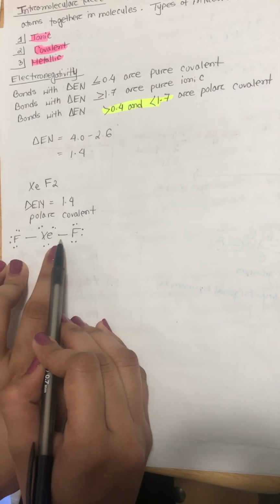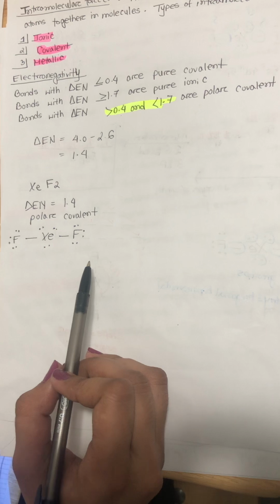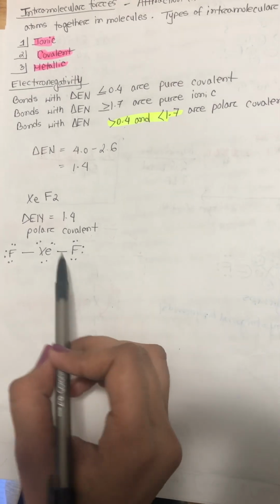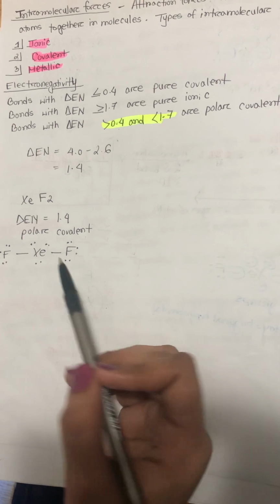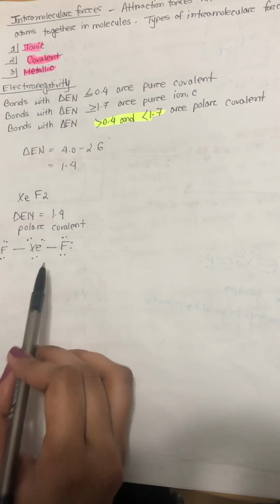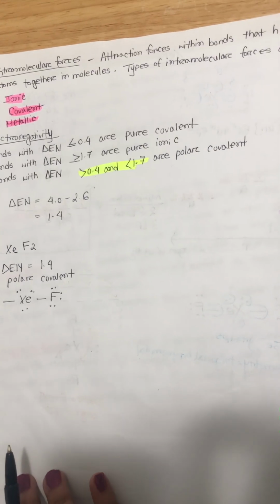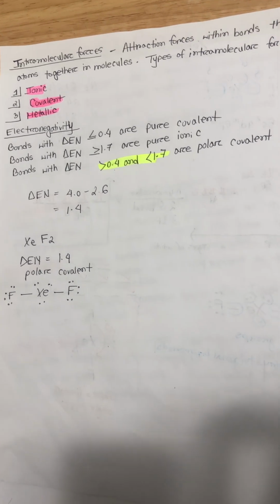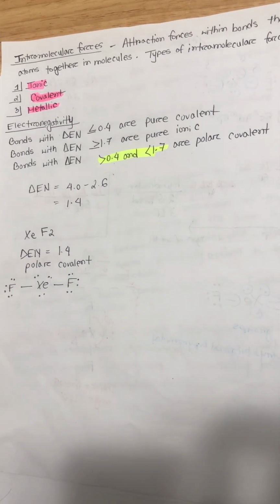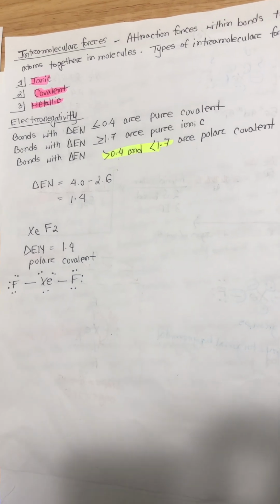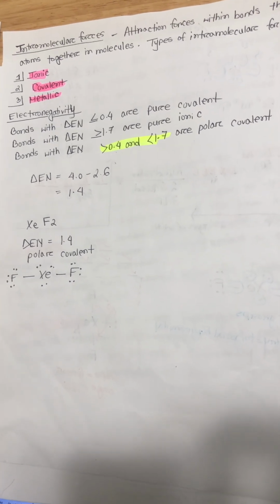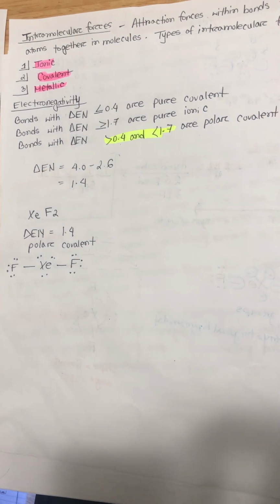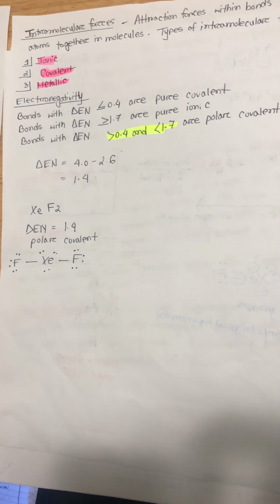It has bonds that are polar. The central atom has lone pair electrons, and the bonds. In summary, the central atom has lone pairs and each xenon-fluorine bond is polar. However, the molecule xenon difluoride as a whole is not polar because it has no dipole.